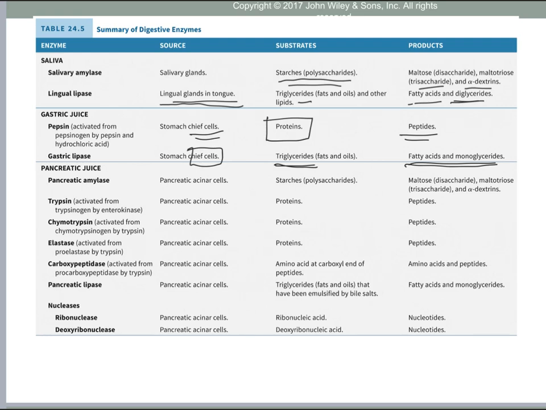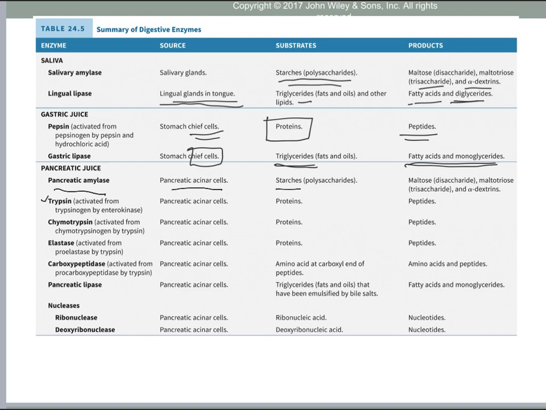And that brings us to the pancreas. Our pancreatic juices, we start with pancreatic amylase. This is secreted from those pancreatic acinar cells. What are we breaking down? It's similar to salivary amylase. So we're breaking down starches, polysaccharides, breaking them again into disaccharides and trisaccharides.